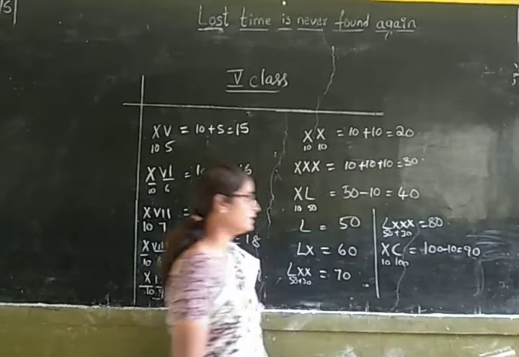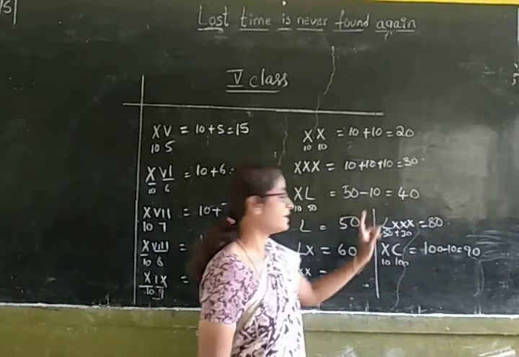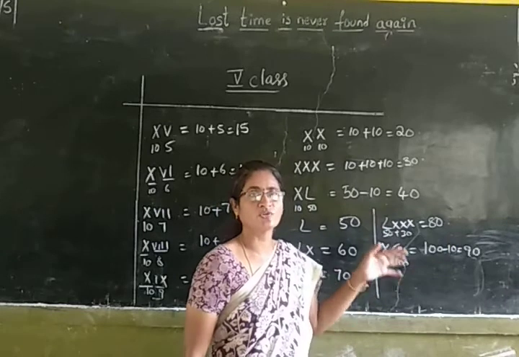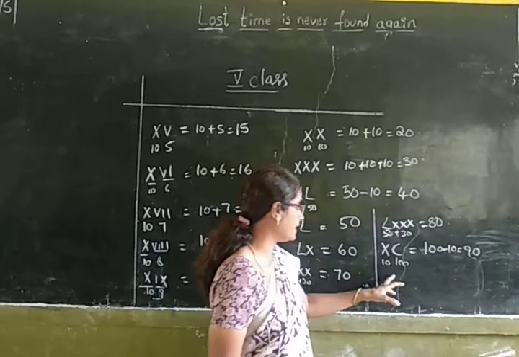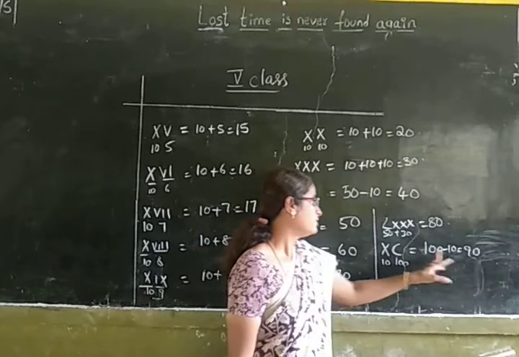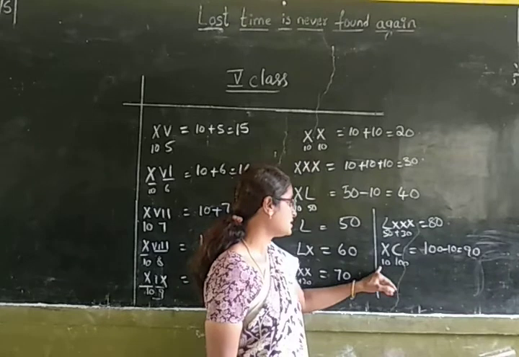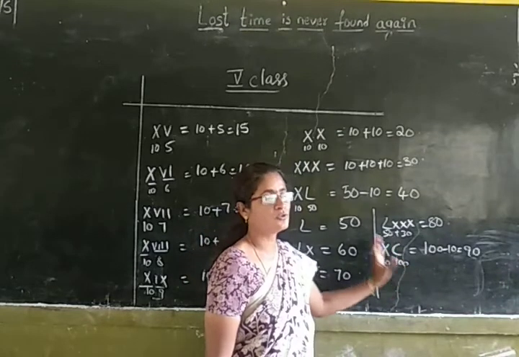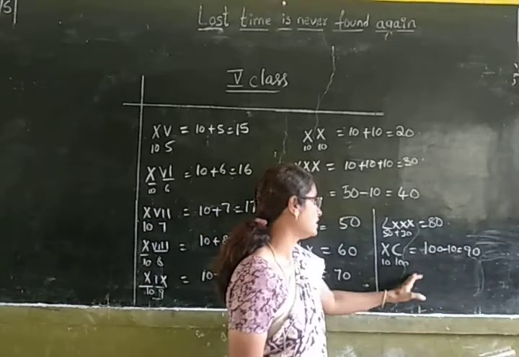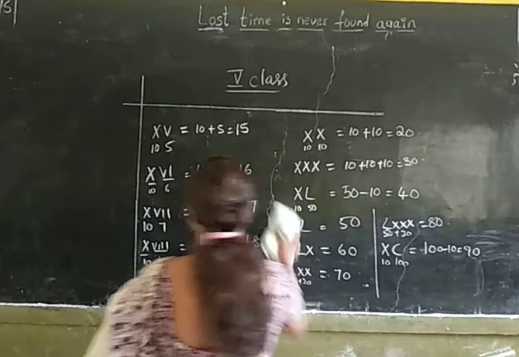Why are we writing 90 like this? Because we can't repeat X more than 3 times. If we write 90 as LXXXX, X is repeated 4 times, so you cannot write it like this. So you write it as XC, which means 100 minus 10, which is equal to 90. Here C means 100 and X means 10. A small Roman numeral to the left side of a big Roman numeral means subtraction. So here 100 minus 10 is equal to 90.